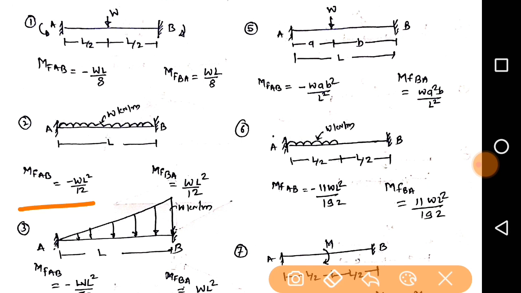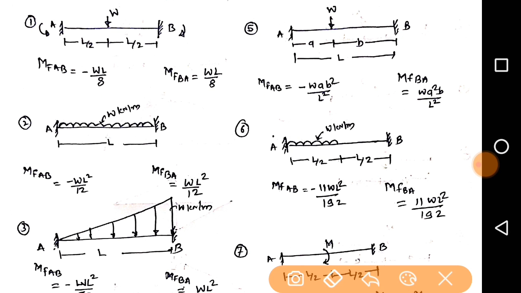In most numericals there will be a UDL load present, so you require this fixed moment. So remember, WL square divided by 12. This formula we already proved in structural analysis 1 in second year, so you should only remember this formula in structural analysis 2 in third year.